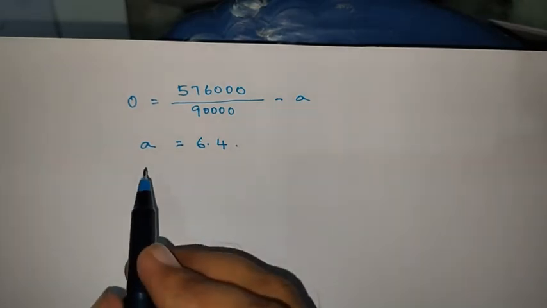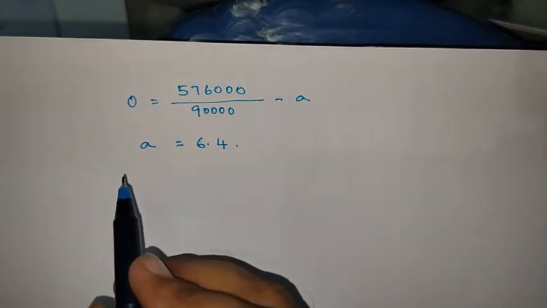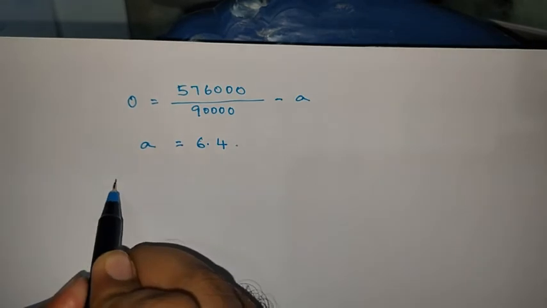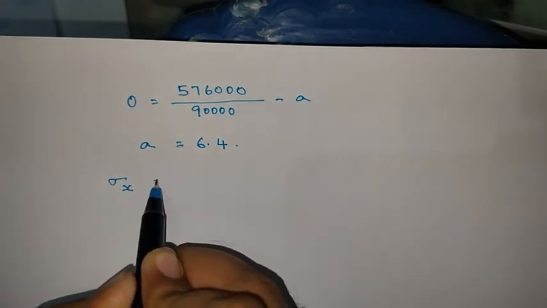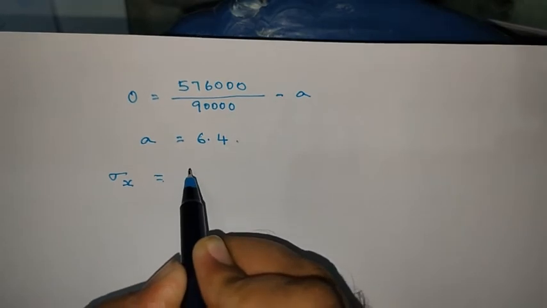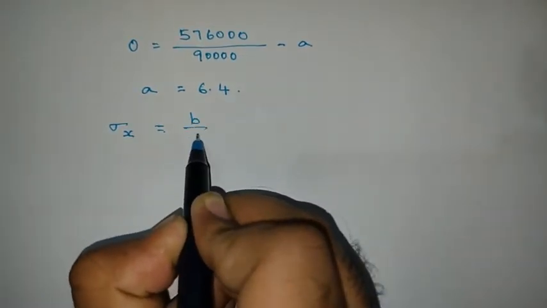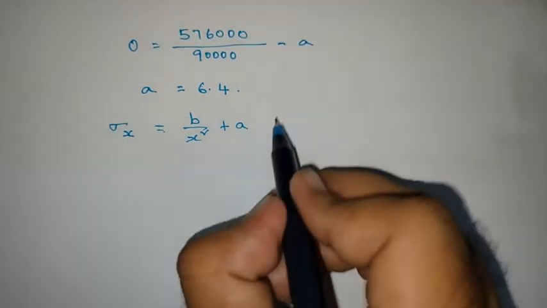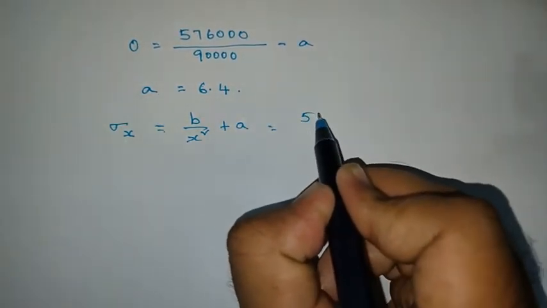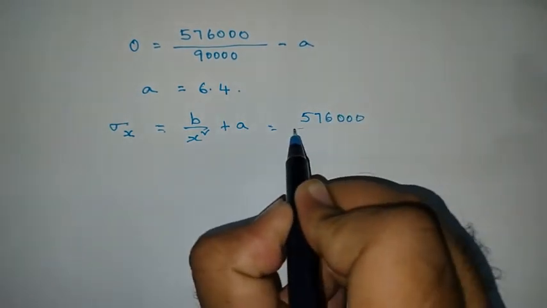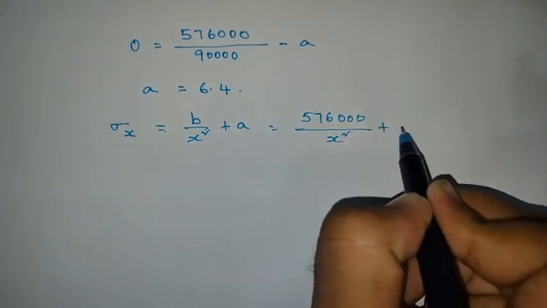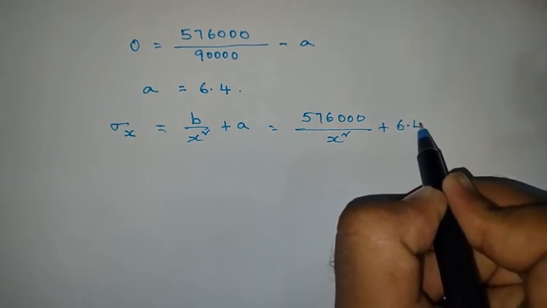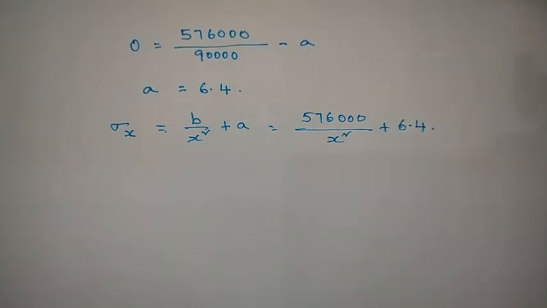So now let us calculate the value of hoop stress. So hoop stress is nothing but sigma x. So that equals to, formula is b by x square plus a. So that equals to b value 576000 by x square plus a value is 6.4. So the hoop stress is maximum at the inner radius and minimum at the outer radius.